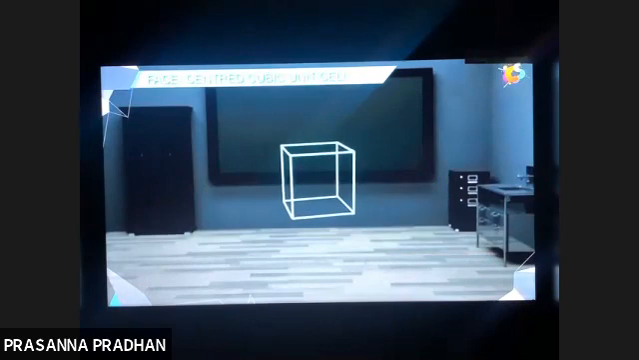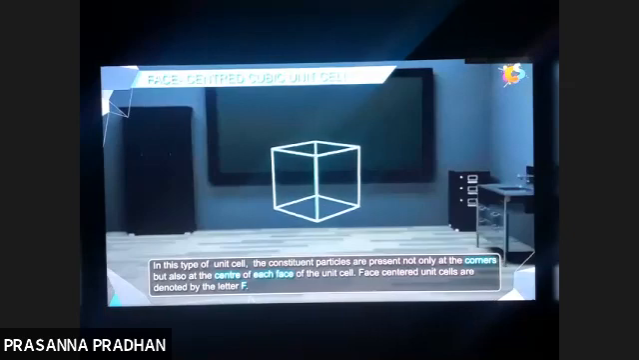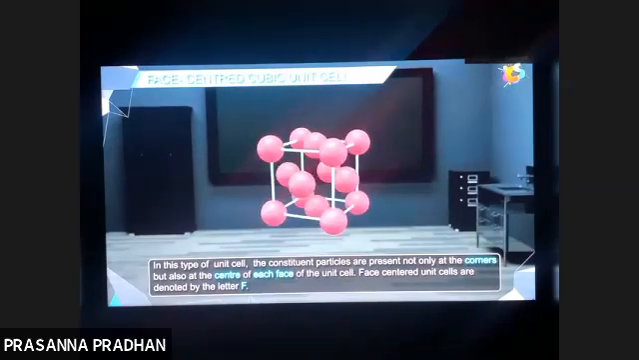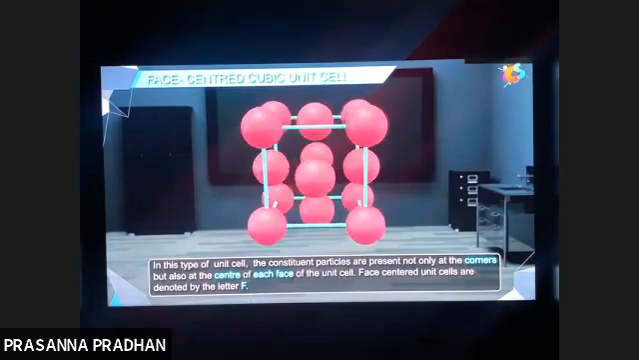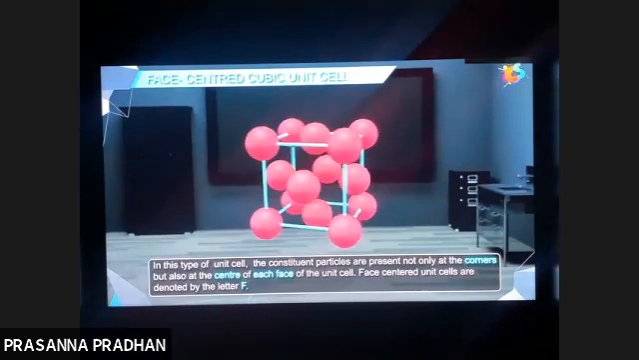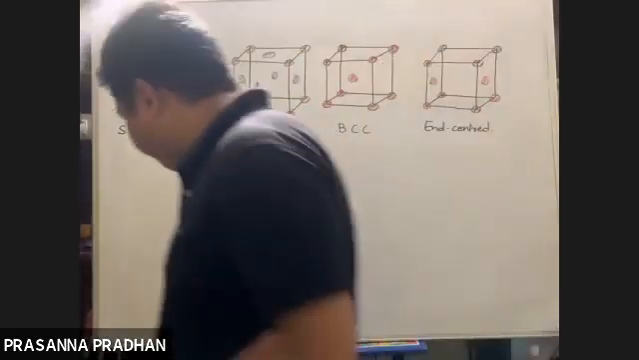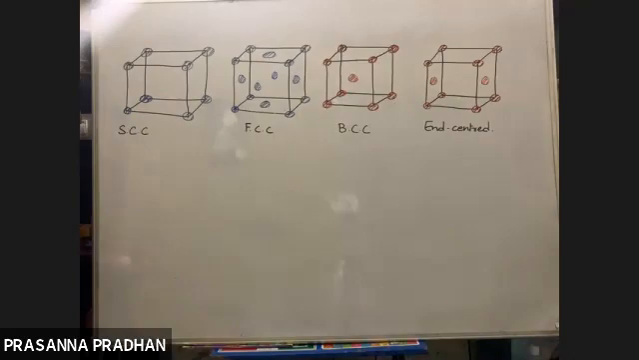In face-centered cubic unit cell, the constituent particles are present not only at the corners, but also at the center of each face of the unit cell. Face centered unit cells are denoted by the letter F. Please feel free to ask me any number of times, but you need to understand the same.